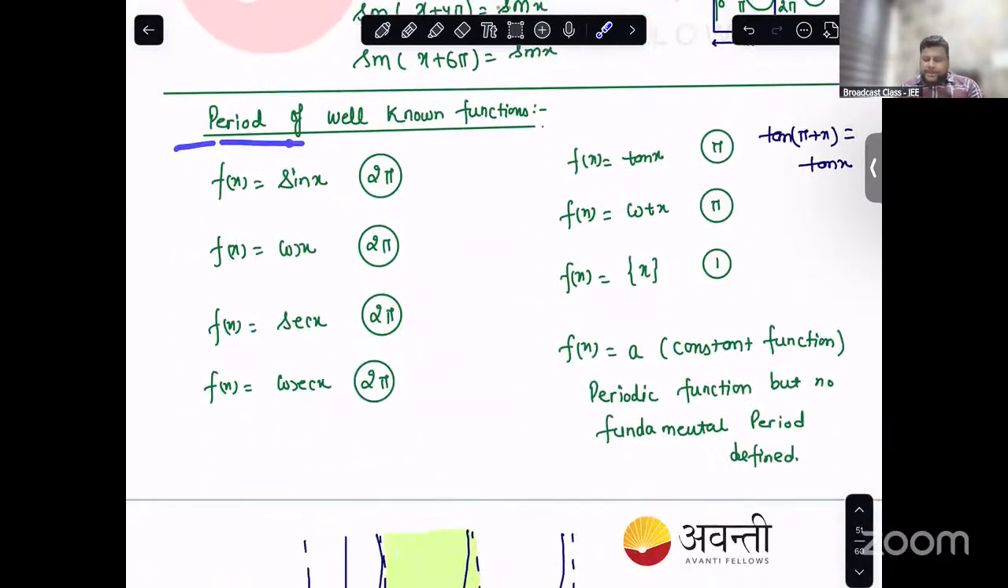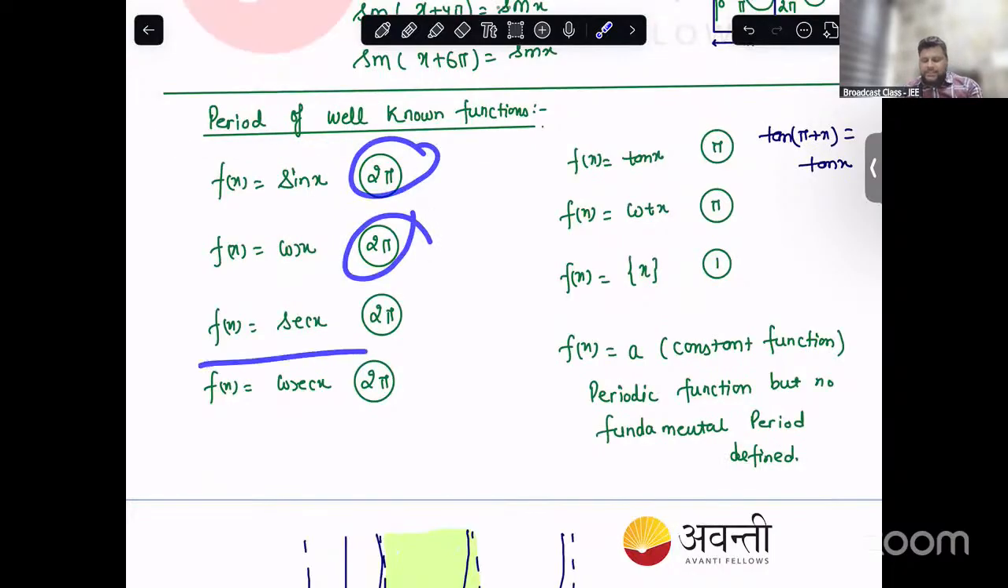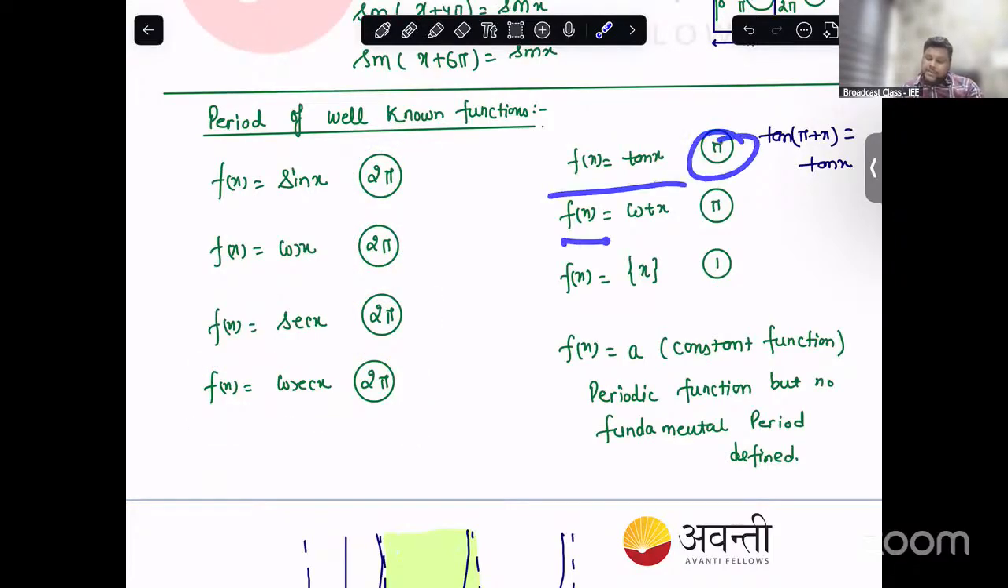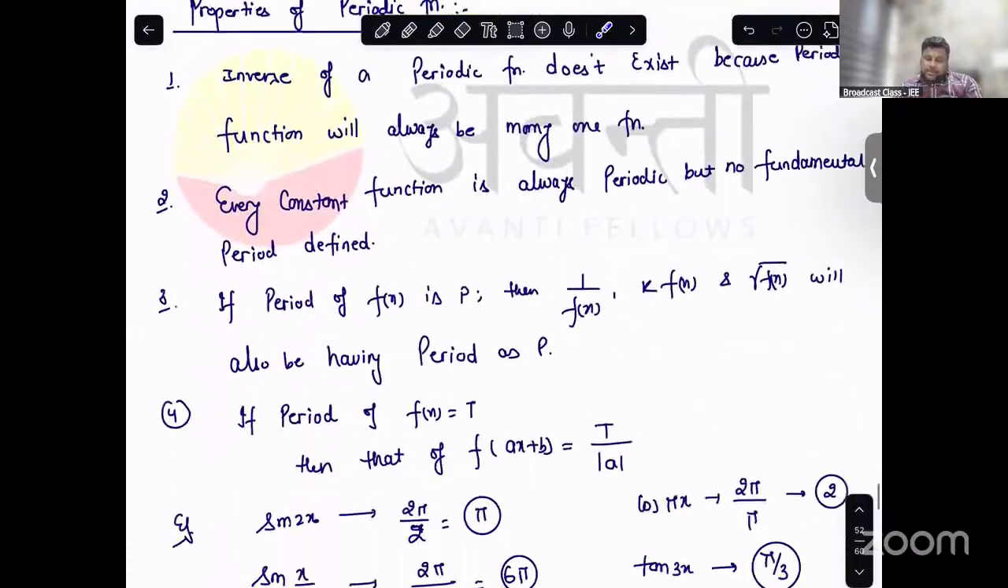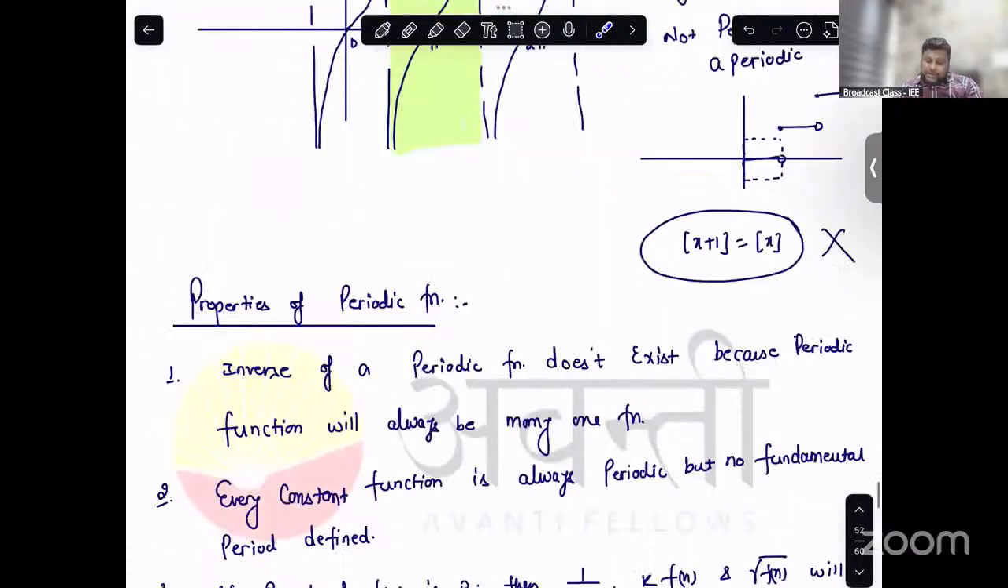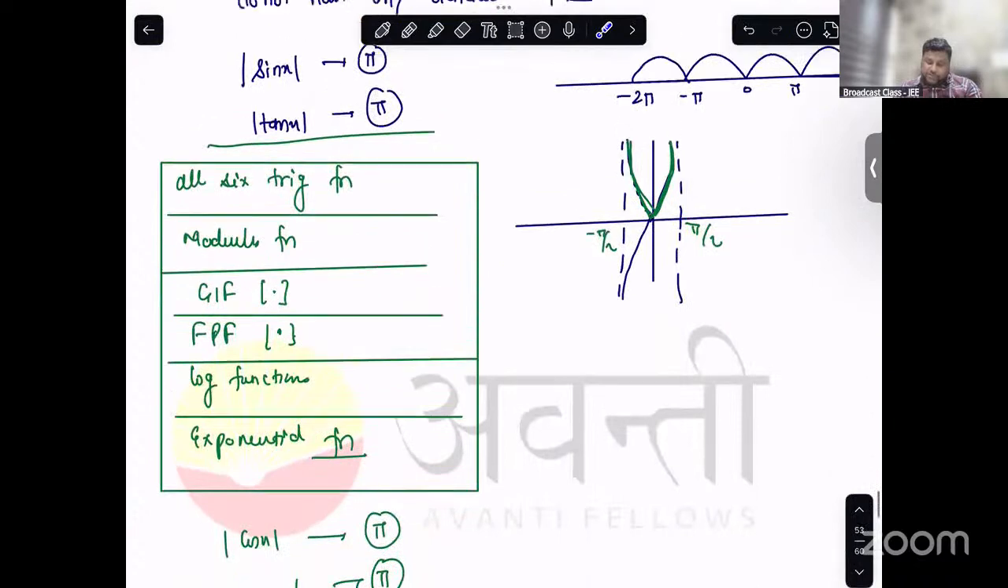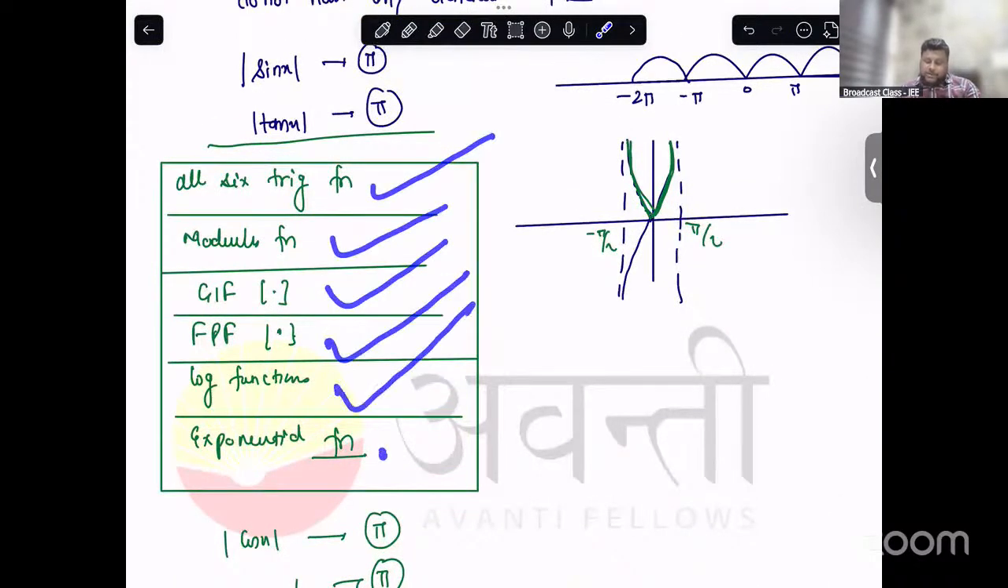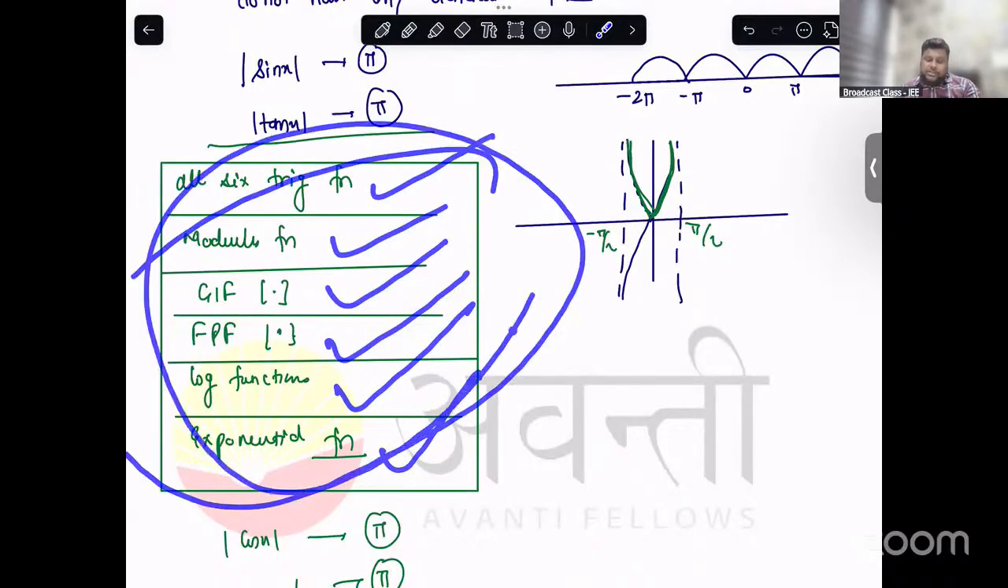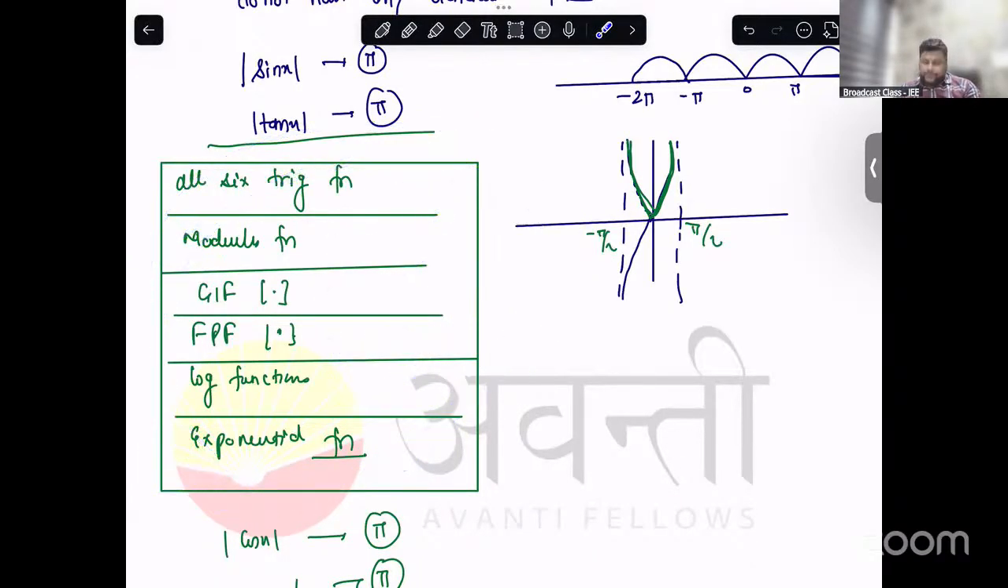Now the period of a known function: sin x is 2 pi, sec x is 2 pi, tan x is pi, cot x is pi, fraction part of x is 1. You have to remember these basic periods. Then I told you at least the graphs of all the basic functions you must know: all 6 trigonometric functions, modulus, greatest integer, fraction part, log, exponential. All these graphs you must be aware of.